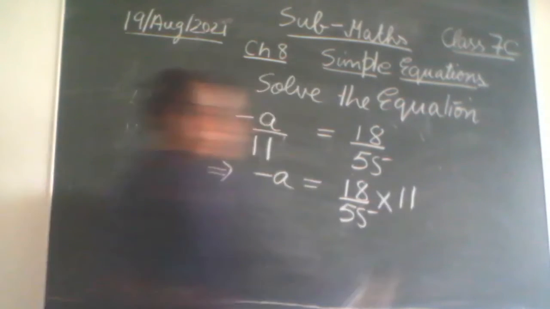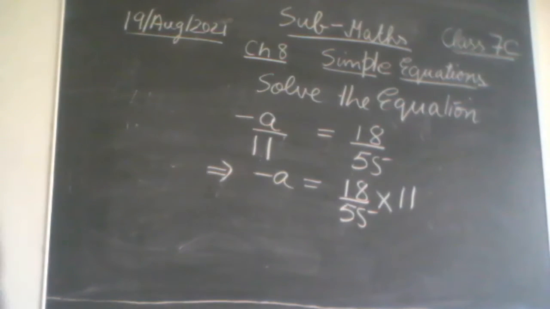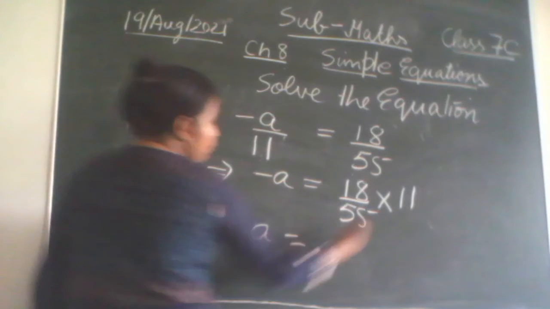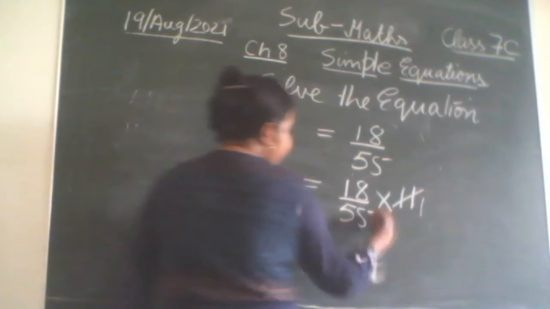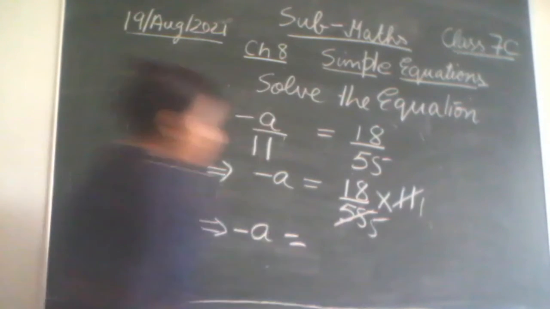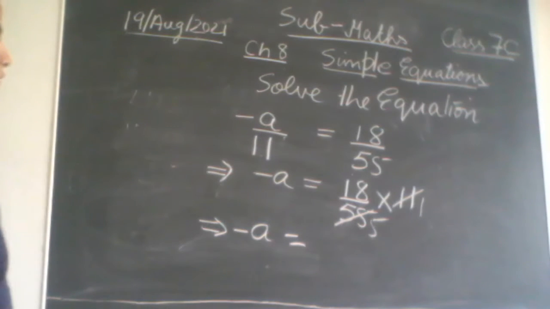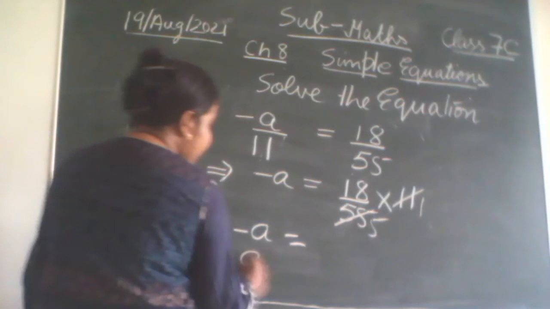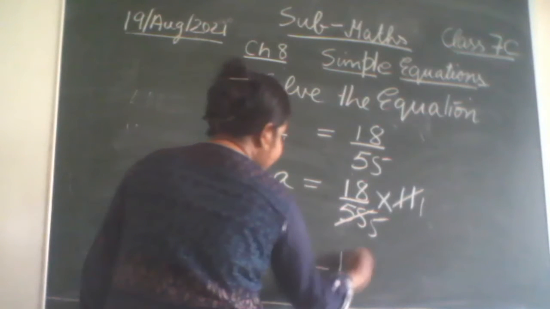Am I correct? Yes, ma'am. Now minus A is equal to 11 by 11, 5 by 55. Right? Any reduction further possible? No, ma'am. So the value becomes A equals to minus 18 by 5.